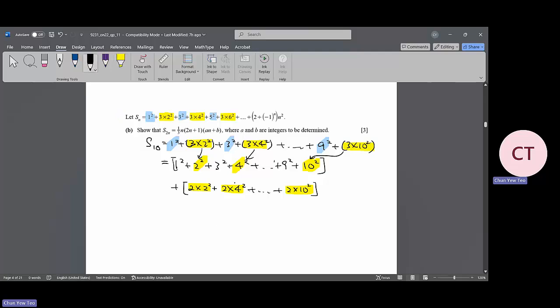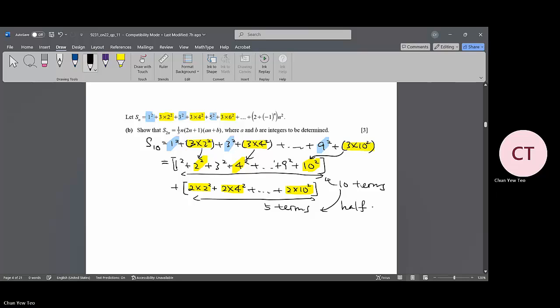Now what you can see over here is that we have 10 terms. How many terms do we have here? We have only 5 terms. You can see this is half of 10.